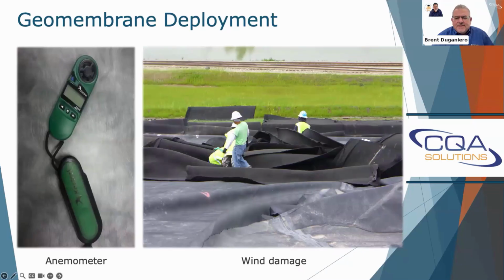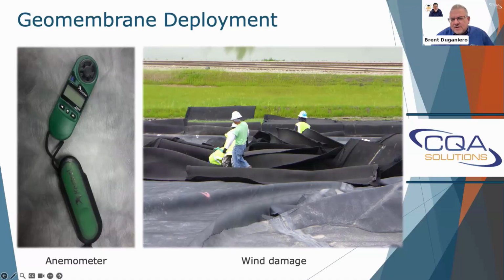We recommend that on job sites you have an anemometer, which is a wind gauge. It tells you the wind speed. And you can see here in this other photo the wind damage that the geosynthetics sustained. So when these panels do get caught by the wind, it can be a pretty serious situation.